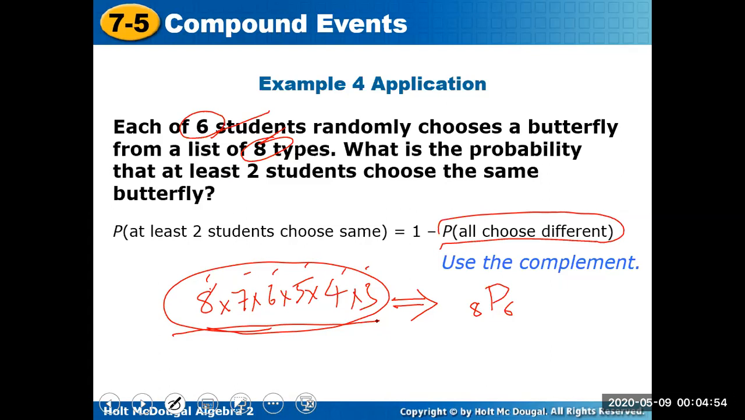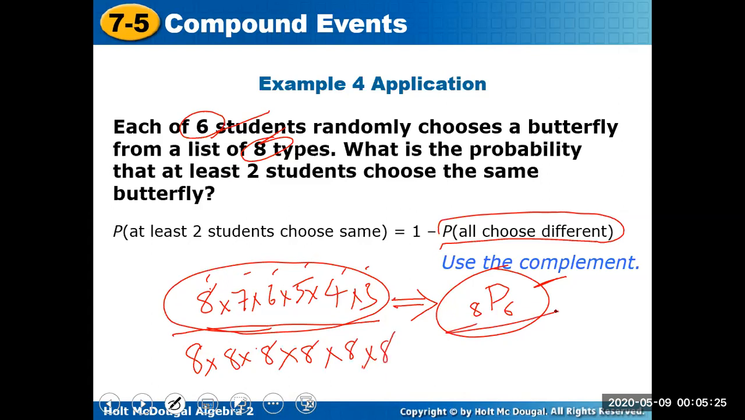So there are 6 students, and total means same or different, not a problem. So this is for everyone choosing different, but the total means it doesn't matter whether they are choosing same or different. So every student would have 8 choices: 1, 2, 3, 4, 5, 6. So this is the total, which is 8 power 6, right? Then we'll calculate the answer.